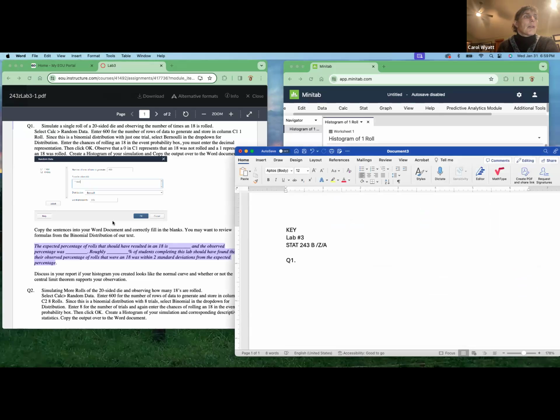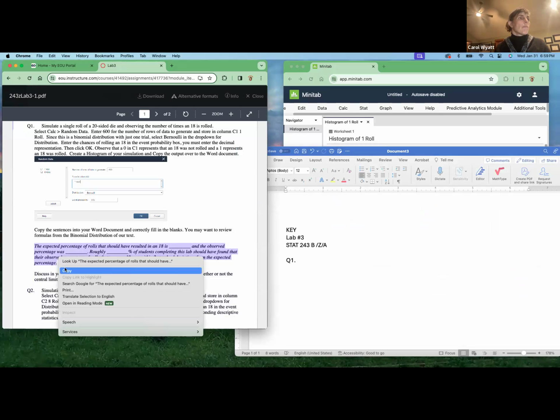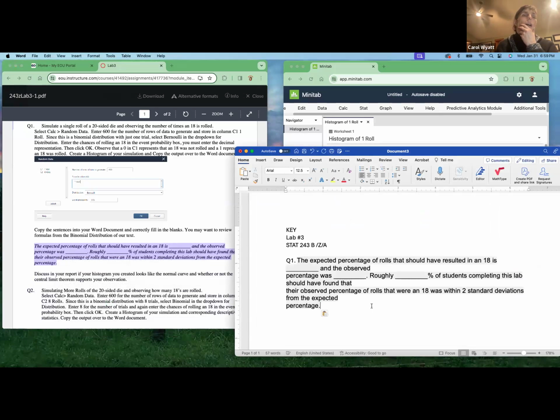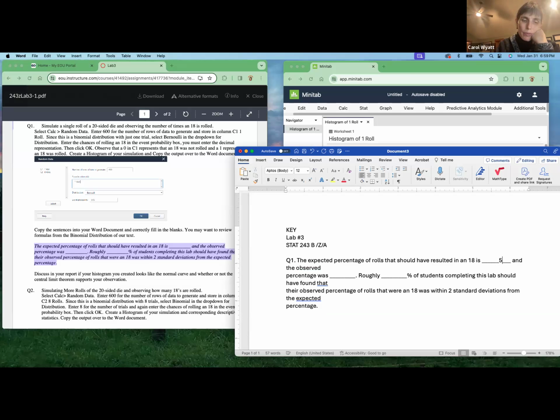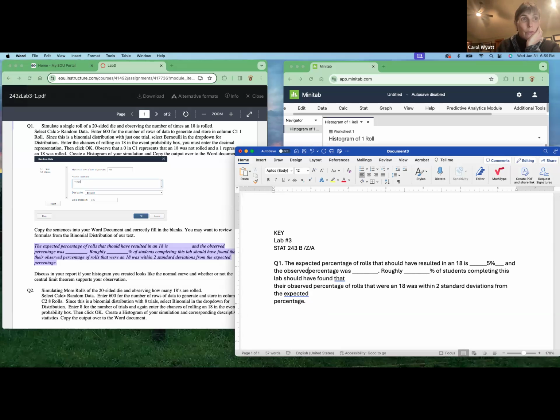So now I'm going to go ahead. I've labeled my question 1. I'm going to copy this. Copy it over here in my Word document. I like to just do keep text only so it matches. All right. The expected percentage was 1 out of 20. So that's 5%. The observed percentage was 4.5%.